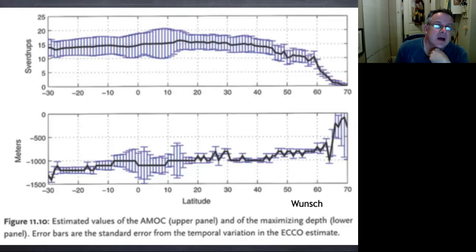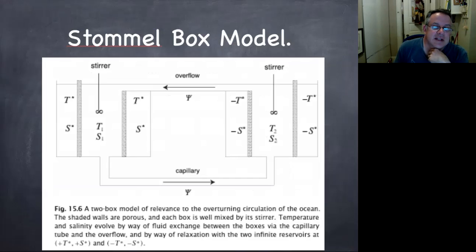This is the values of the AMOC in the upper panel and the maximum depth of the AMOC in the lower panel. I don't know why I put this in this, but here's the idea of the Stommel Box Model. You have two reservoirs, each of which are being restored towards a temperature and salinity, this is cold in temperature and fresh. This is warm and salty.